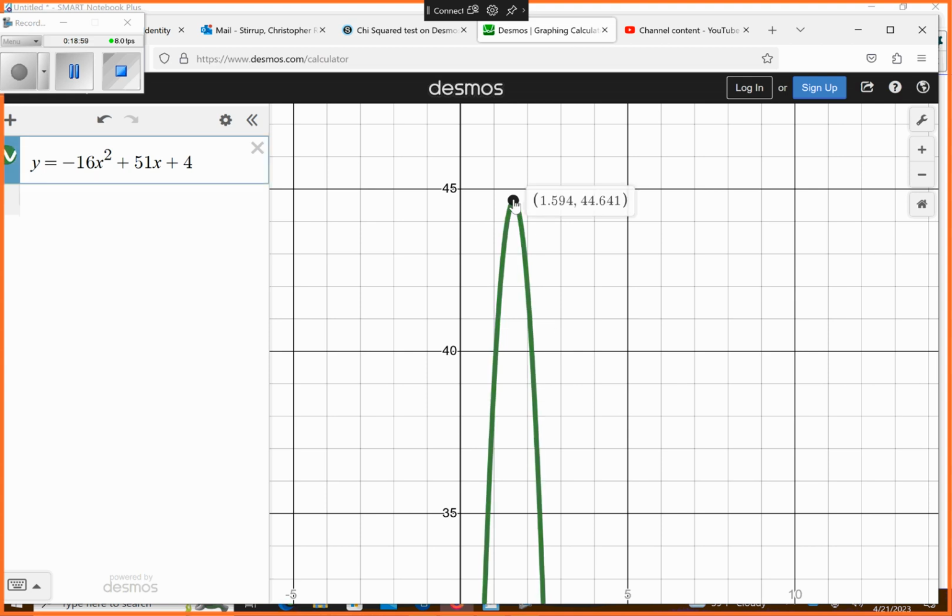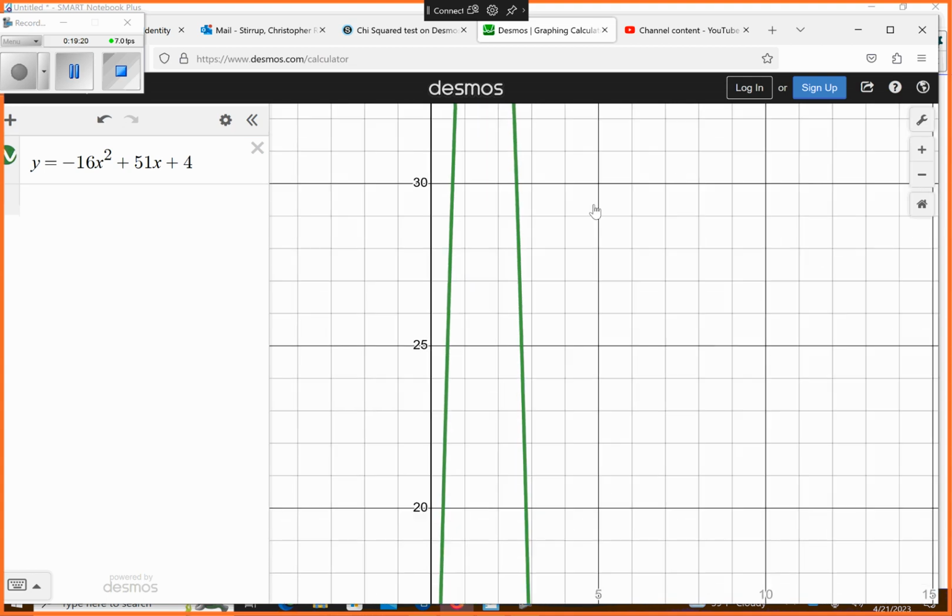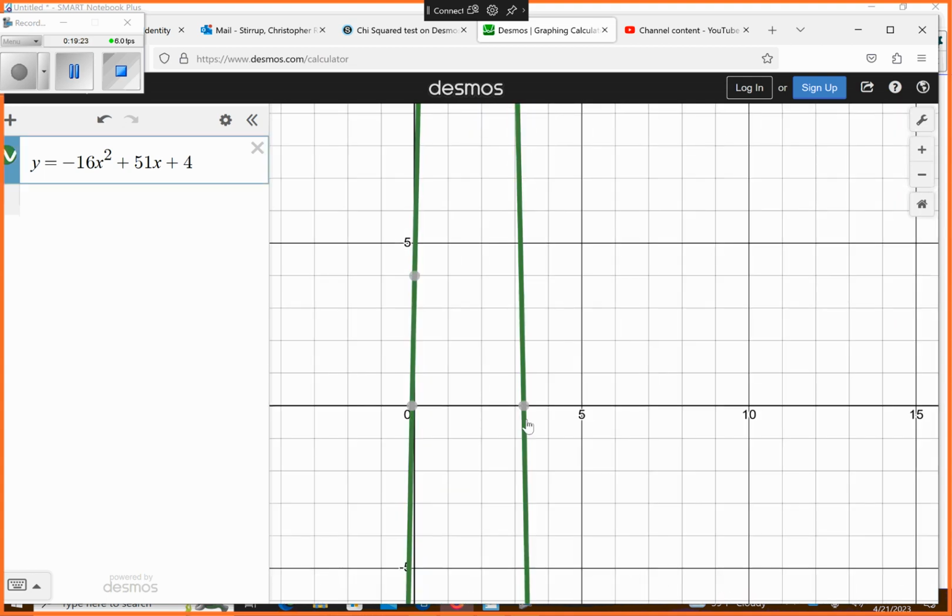So if I click on this, at roughly 1.6 seconds after I have just kicked the football, that football is now 44.6 feet up off the ground. So it says, what would the maximum height of the ball be? 44.6 feet above the ground. When will this ball come back and hit the ground? Find where it crosses the x-axis. At 3.264 seconds after this person kicked the ball, it's going to hit the ground. I mean, that's the long and the short of this kind of stuff.